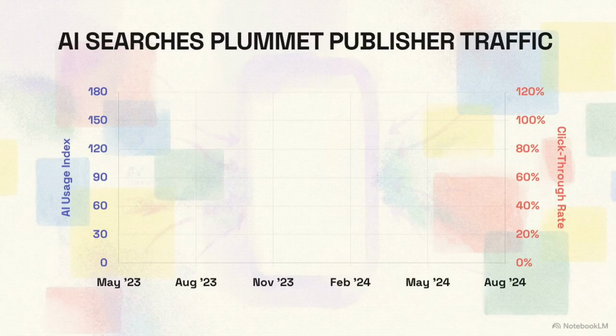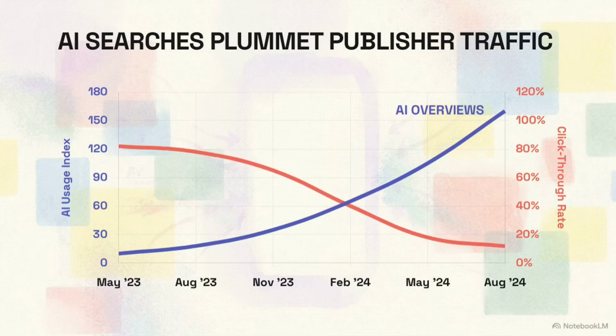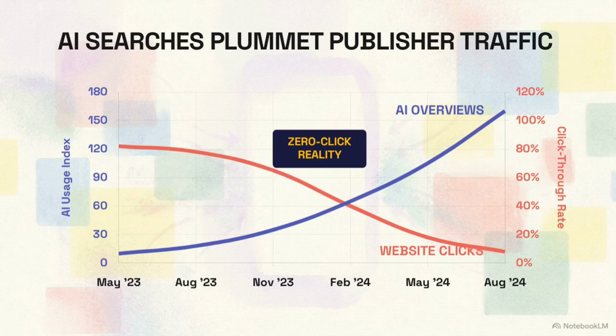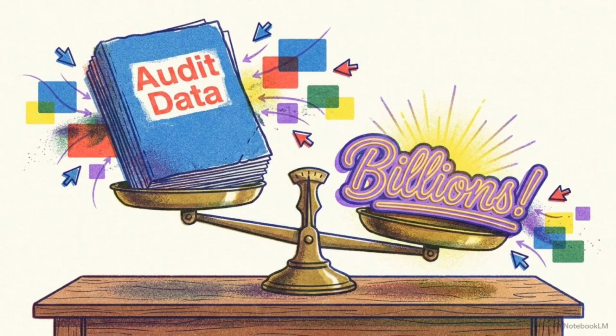This chart shows how user behavior is actively shifting. According to recent independent industry reports, as the usage of AI overviews goes up, traditional website click-through rates are plummeting. These audits suggest that zero-click searches are actively cutting into publisher traffic. It puts website owners in an impossible position. They're being asked to weigh independent third-party audit data against a single, highly optimistic corporate headline.